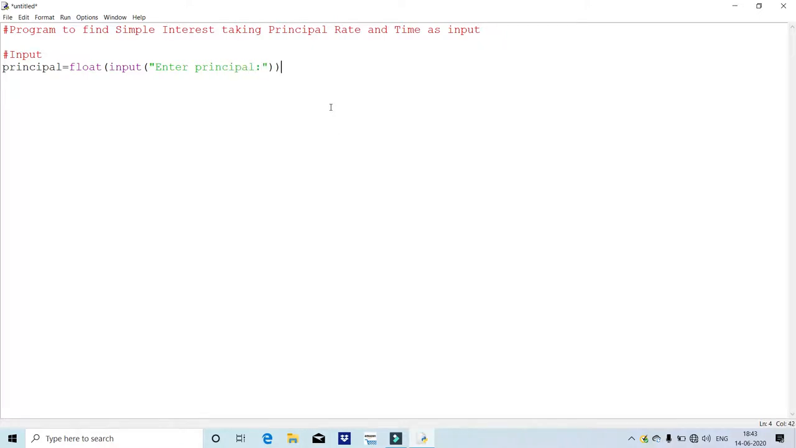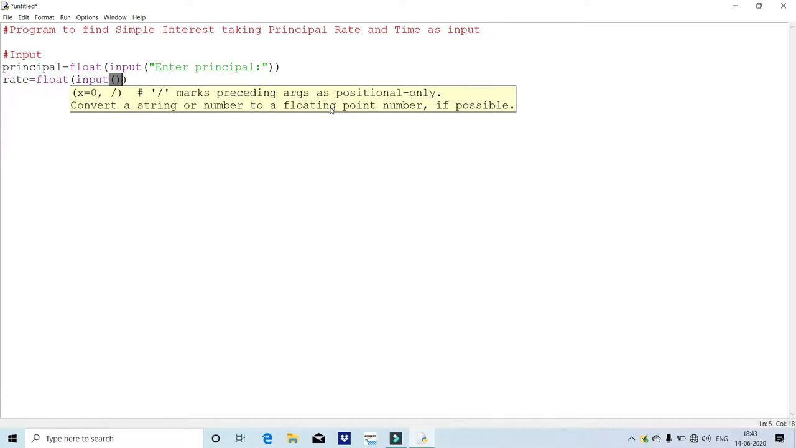Now prompting the user to ask for rate. Rate is equal to float input, enter rate.